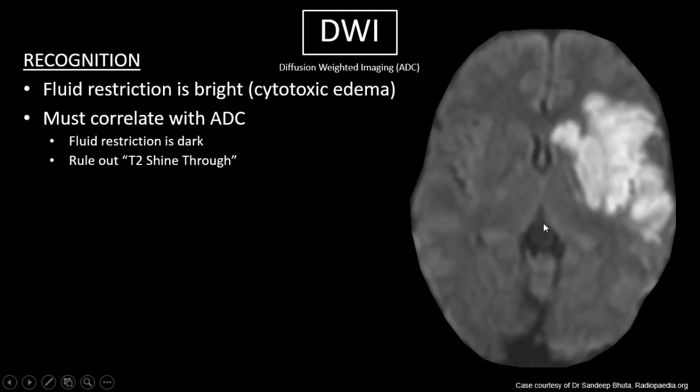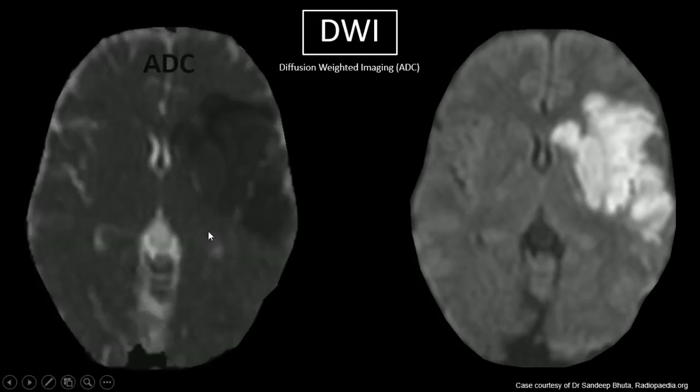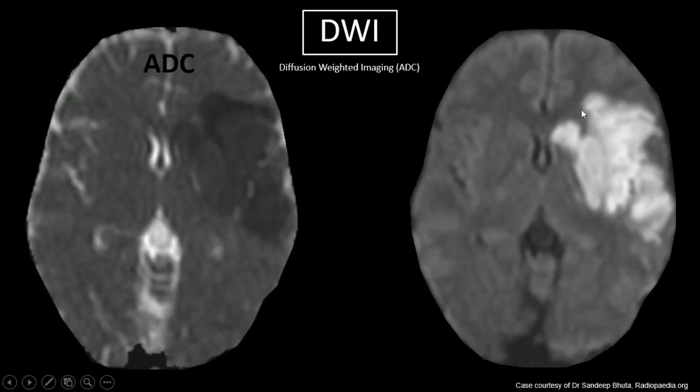So what can happen is if you've got an area of very high intensity in T2, it can shine through the pancake stack and trick you into thinking you've got an area of ischemia, when if you went back and looked at just the raw data, you wouldn't see it. So on ADC, fluid restriction will be dark, and again, we're using this to rule out T2 shine through. So it's useful for ischemia, abscesses, and seizures. And let's compare to our ADC. So bright on DWI, dark on ADC.